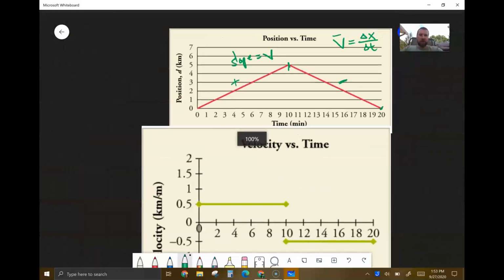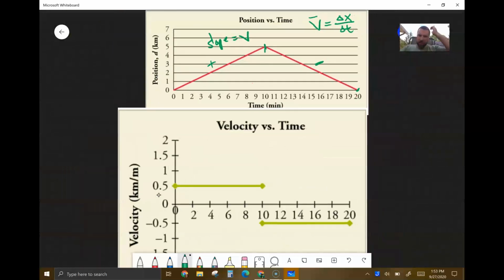Let me zoom out a little bit. We have this already ready to go. So for this first part, we got 5 kilometers in 10 seconds, so that's half a kilometer per, or sorry, not 10 seconds, 10 minutes. Half a kilometer per minute, and that velocity is constant the whole time. Just like this is a straight line. The slope doesn't change, so the velocity doesn't change.